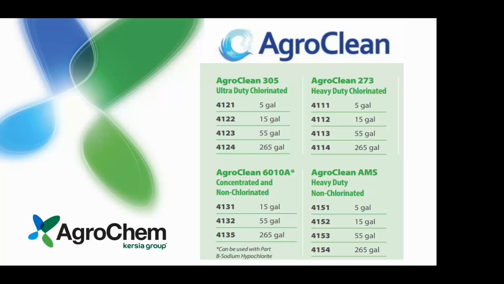Both work very well. AgriClean 6010A and AgriClean AMS are both the non-chlorinated versions. These can be used with chlorine or with a peroxide-based product, depending on the countries you're in, whether they're allowing peroxide to be used in a system along these lines, but can be used with either. Even used in a lot of robot technologies and such without any chlorine in a system where chlorine is not allowed. This is a highly concentrated product and can be used at varying rates depending on the level of ppm and strength that you're looking for.